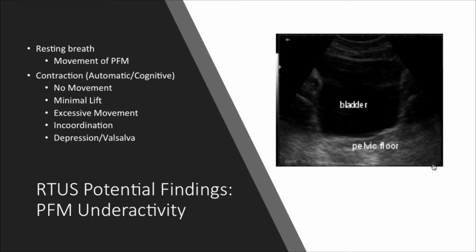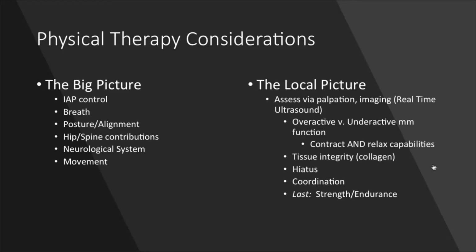And again, as a reminder, the diagnoses that we're looking at from a pain perspective may be painful intercourse, urgency frequency of urination, or constipation. Now, for underactivity, we may or may not see movement of the pelvic floor during a resting breath. And again, we may see similar findings. We may not see any movement, we may see minimal lift, we may see excessive movement and coordination issues and so on. So you might ask, well, if the findings are similar, how do you know one versus the other?